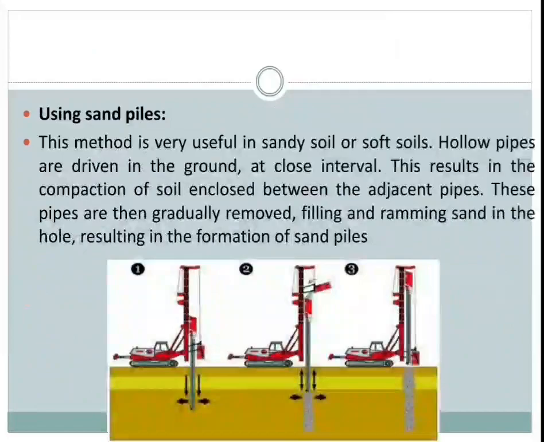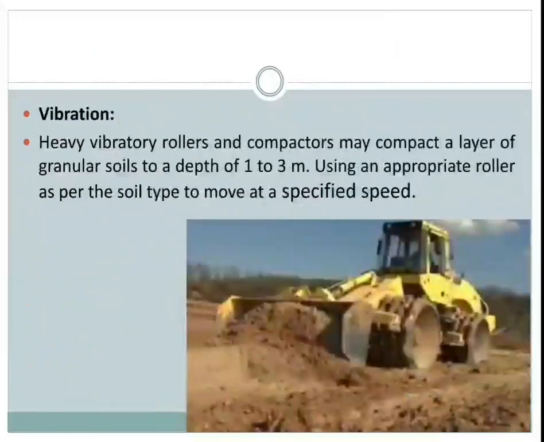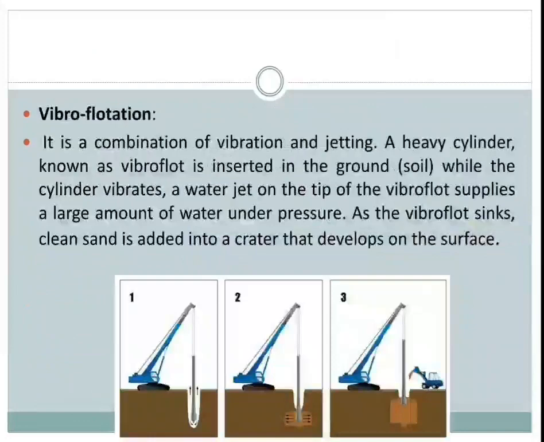First, hollow pipes are driven into the ground at close interval. Then the sand and other material is filled in the hollow ground. This results in the compaction of soil enclosed between the adjacent pipes. These pipes are then gradually removed, filling and draining sand in the hole, resulting in the formation of sand pile. Next is vibration. Heavy vibrators, rollers, and compactors may compact a layer of soil up to 3 meters using an appropriate roller.